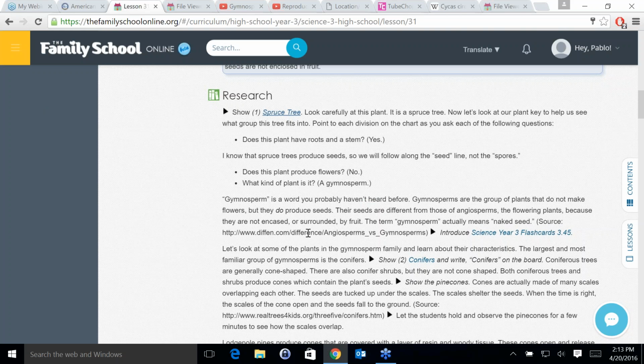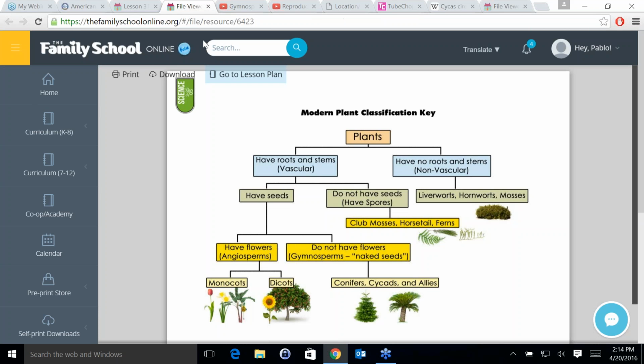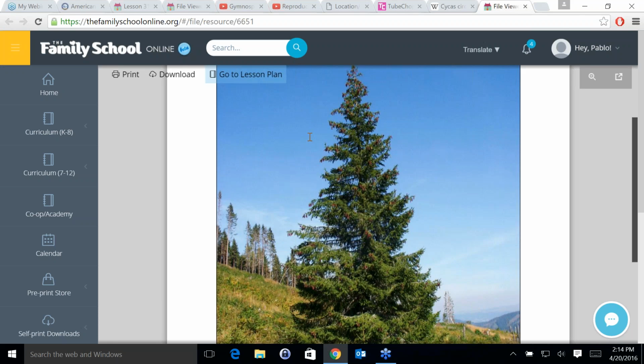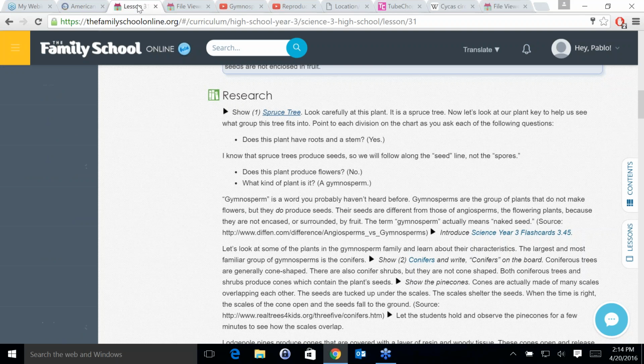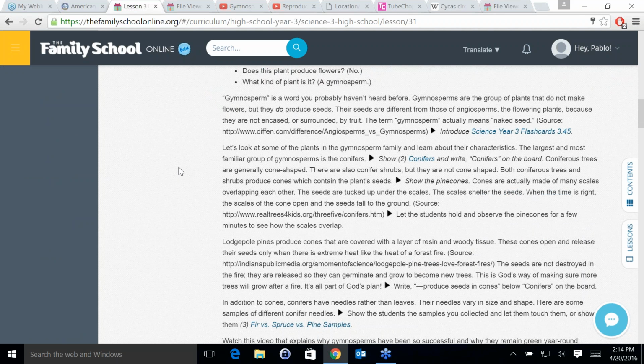Anna says, I have a blue spruce tree right outside my window. Excellent. And Aubrey says the blue spruce tree is the state tree in Colorado. Excellent. So that is this one. Which one is it? This one here. Okay, the spruce tree. All right. So very common. We have seen a lot of those.